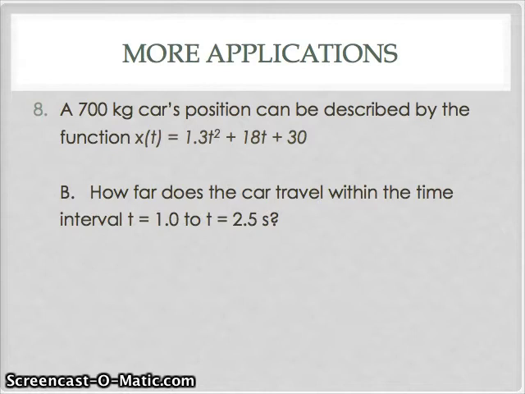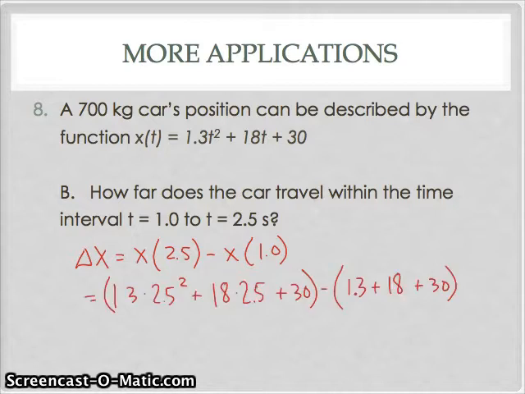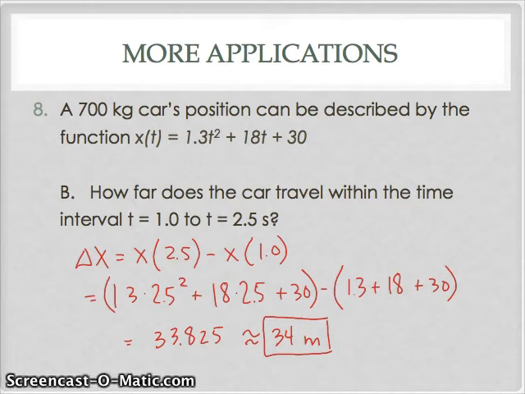Okay, if the question was worded this way, how far does the car travel within this time interval? It doesn't use the word displacement, but that's what this problem is asking for. What is the delta x? So we need to recognize that delta x would be the position at 2.5 seconds minus the position at 1 second. Find those two values and subtract to figure out where the object is compared to its position at t equals 1. So we get about 34 meters. Again, notice how we're putting standard units in, so we get standard units out.